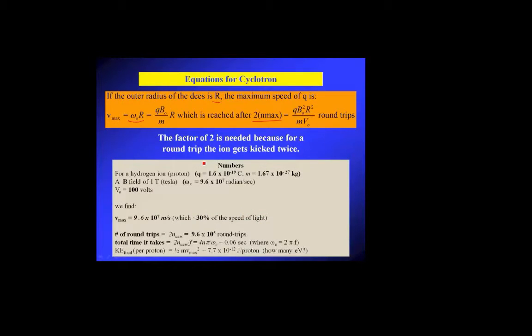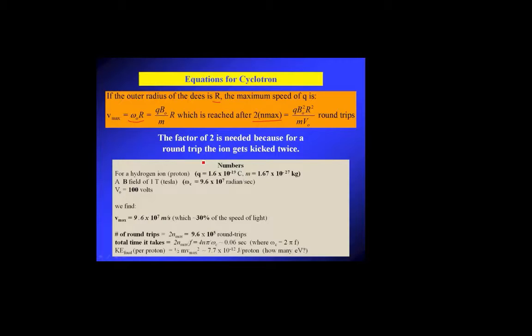Don't forget that there's 2 times through the gap for every circle that we create. And so multiplying this in terms of the velocity, this is equal to Q B0 squared R squared over M V0 round trips, and we're going to use this fact, and we just emphasize that here. The factor of 2 is needed because for a round trip the ion gets kicked twice. So let's put in the numbers.